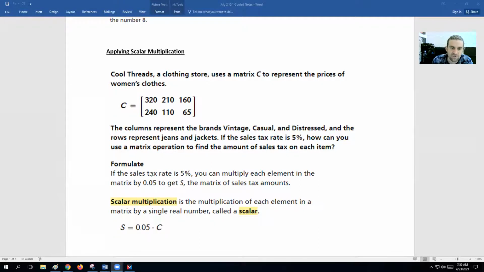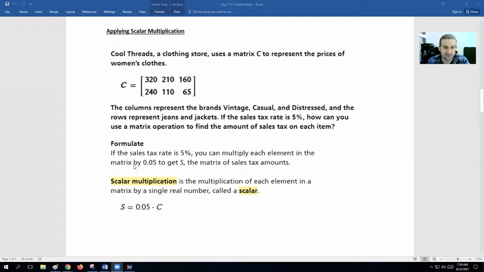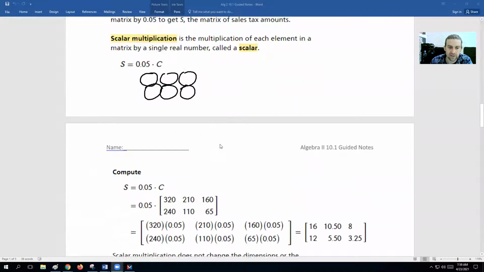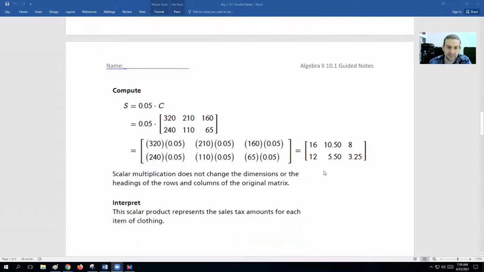So if we want to find the sales tax of 5% on every one of those items, we can simply multiply the matrix C by 5%, or 0.05. To do scalar multiplication, we multiply every single element by that same number. We can write it out like so: S, the sales tax, equals 0.05 times C. We multiply every single element by 0.05, and that changes every single number by the same degree.